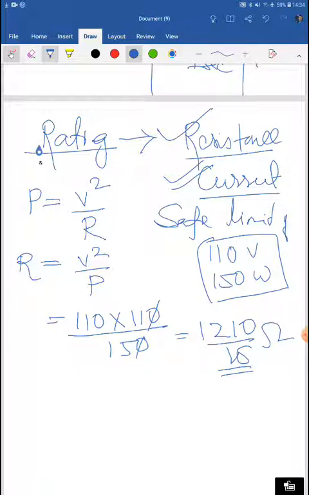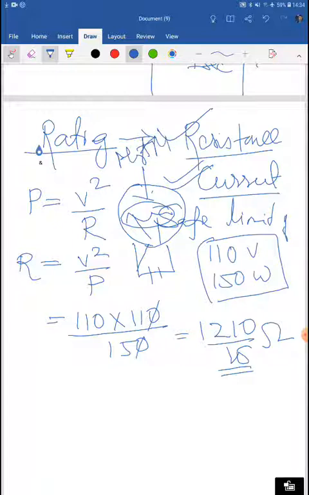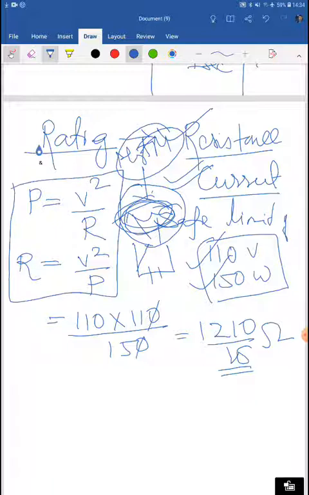So the bulb has a filament. Suppose this is my bulb, so the bulb has a filament here. This filament is made up of some material which has very high resistance. So how much resistance your filament has can be calculated using the power rating. Are you getting my point? So this is the equation which helps us to find that.